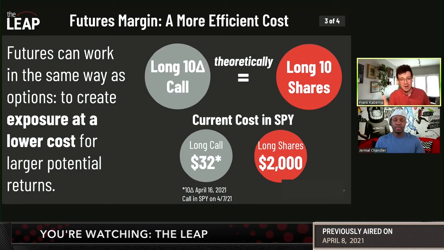But now my price tag has grown to $2,000. Futures, they're right there in the middle. They take the pros of both of those, which is a smaller, more efficient price tag for exposure and static exposure there. Like, this is the April 16 call, Jermal.